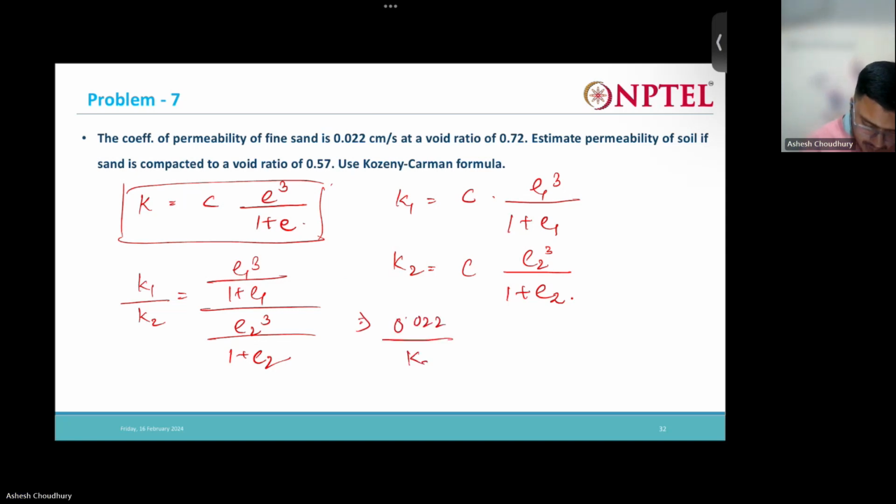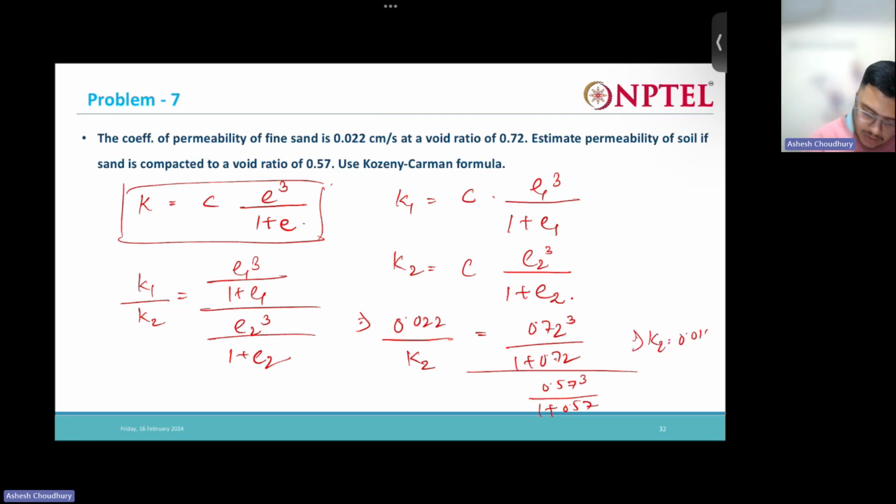0.022 by K2 is equal to how much? 0.72 cubed by 1 plus 0.72, divided by 0.57 cubed by 1 plus 0.57. Okay, so if you do this, you can get K2 as 0.012 centimeter per second. So as expected, you can see that with reduction in void ratio, the permeability is also reducing, right?